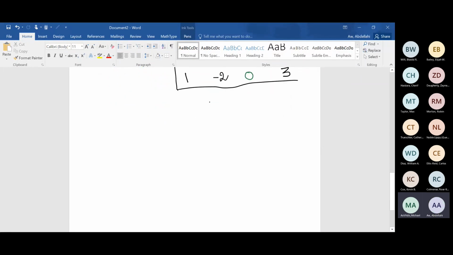Can somebody tell me, if I don't put 0, if I put 1, negative 2, and 3, what polynomial does this sequence of numbers represent? Quadratic. Yes, it is going to be quadratic, because the 3 is a number by itself, this number is multiplied by x, and this number is multiplied only by x squared. Do you see now how important it is to not skip the 0? If you don't put the 0, you're going to reduce the degree.